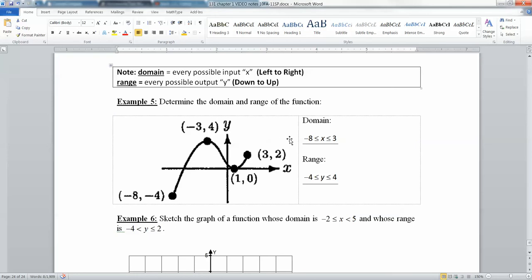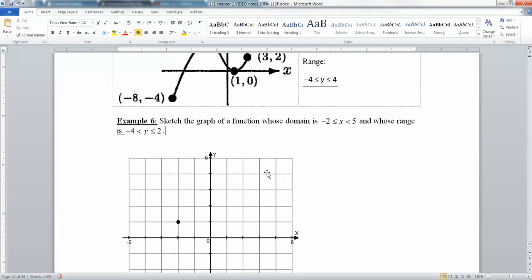Now you notice that when I did this, I used less than or equal to. That's because I actually got to those spots and had closed dots. If I had open dots, then that would be just a plain less than. But since it's less than or equal to, it means I actually get to those numbers. Like I get to 3, that's why I'm less than or equal to 3. It's got a closed dot.